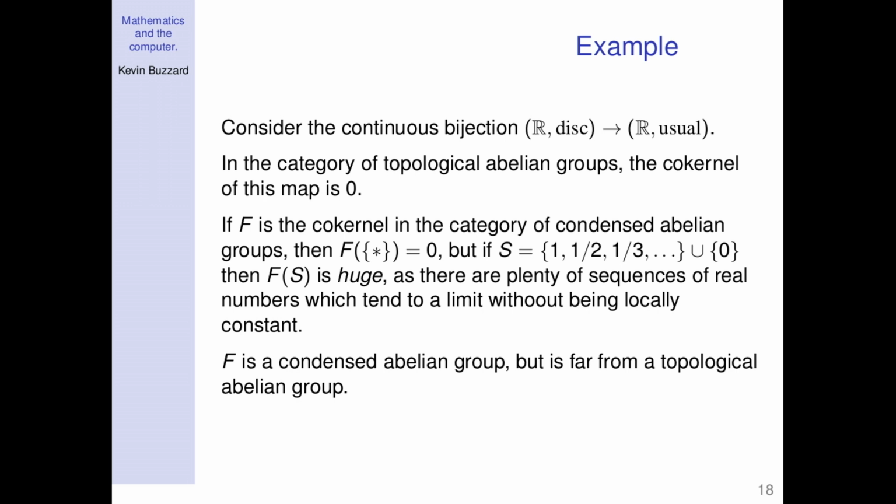And in fact, the cokernel is a great example of a condensed abelian group, which is a completely new kind of object. Right? It's very far from being a topological abelian group. If it were a topological abelian group, we could work out what the underlying set was by evaluating at a one-point set, and then you get 0. So you can now begin to see the subtleties of this definition.